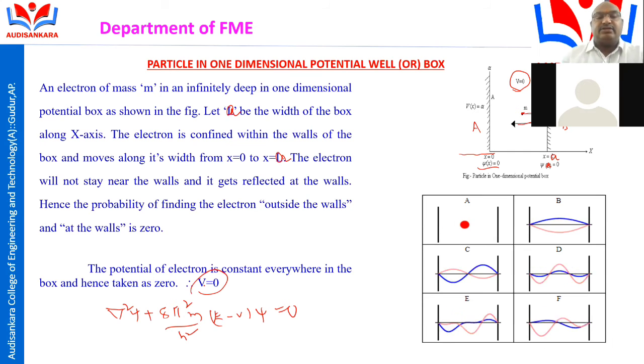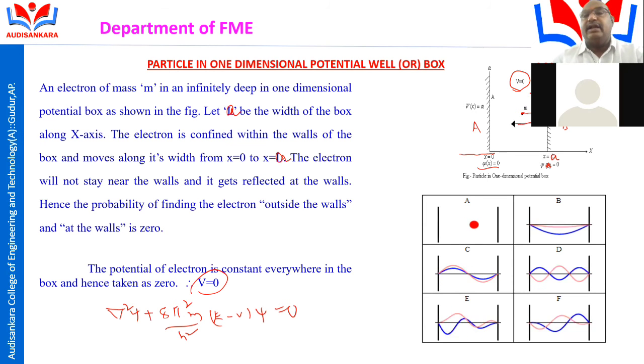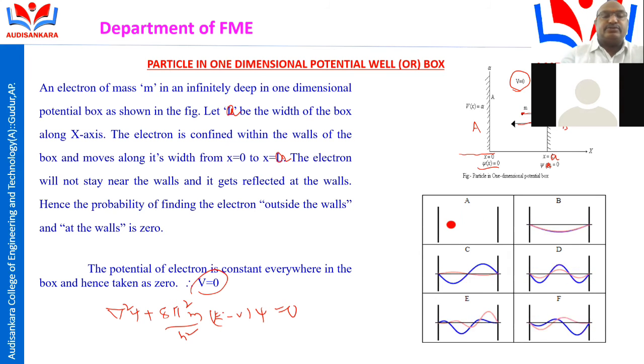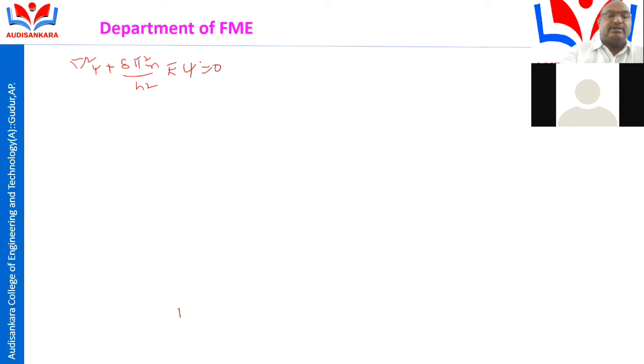But here V is equal to 0, that means the free particle tends to move within the rigid walls of A and B. So in place of V, substitute 0. The corresponding equation is del square psi plus 8 pi square m by h square times E psi is equal to 0. So my dear students, here it is a constant value.